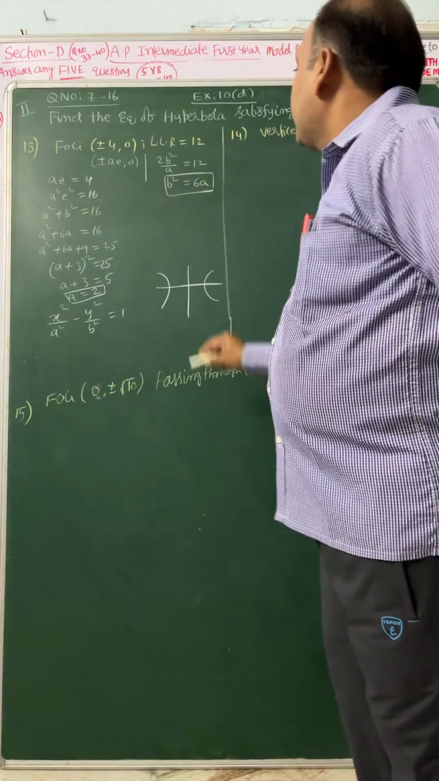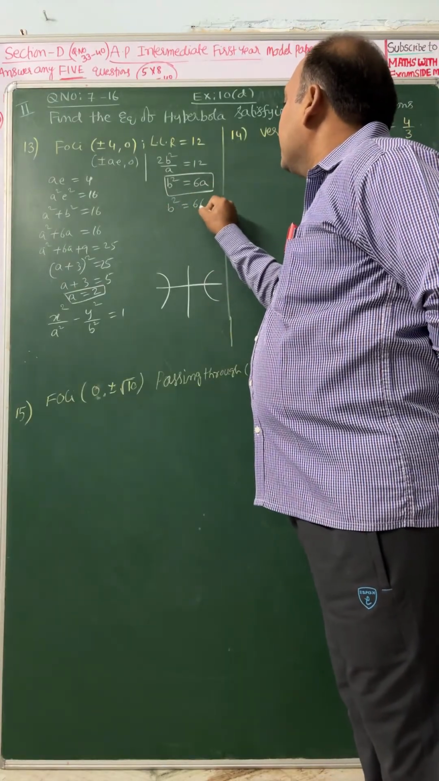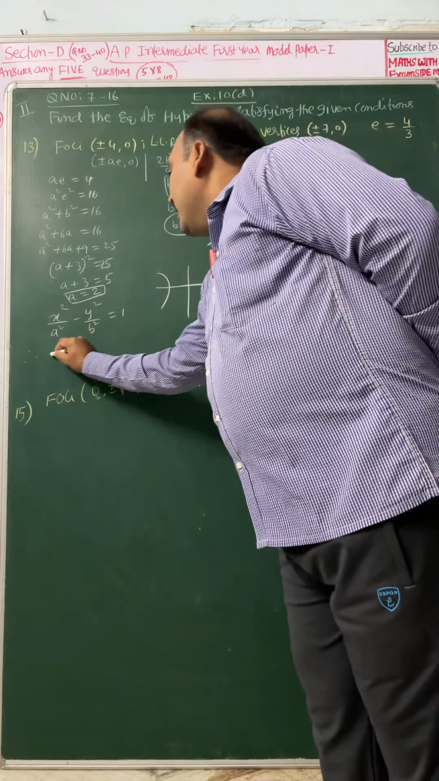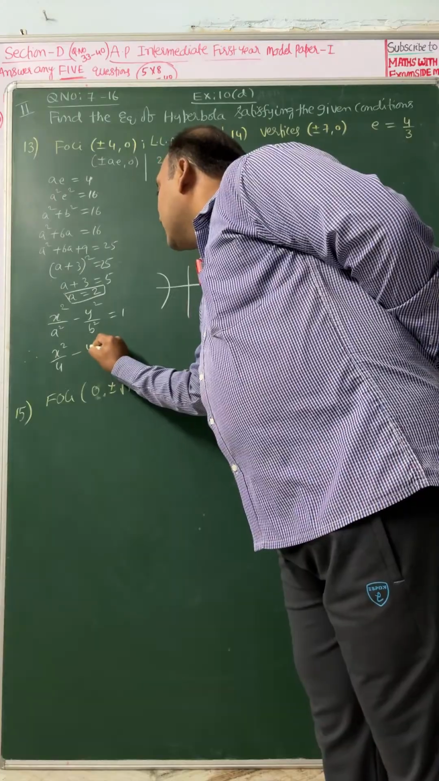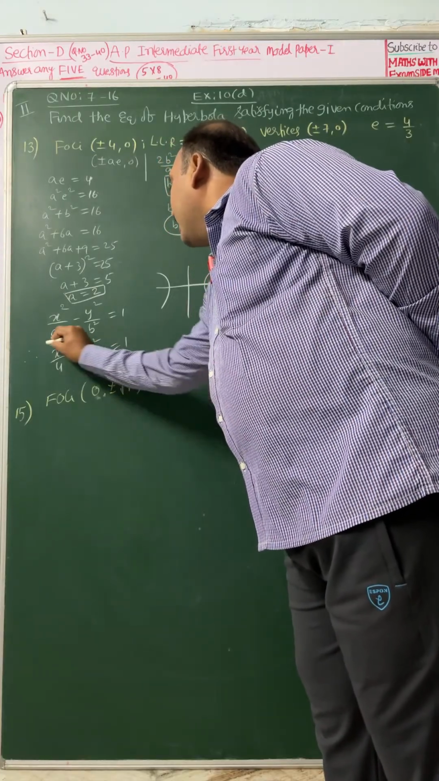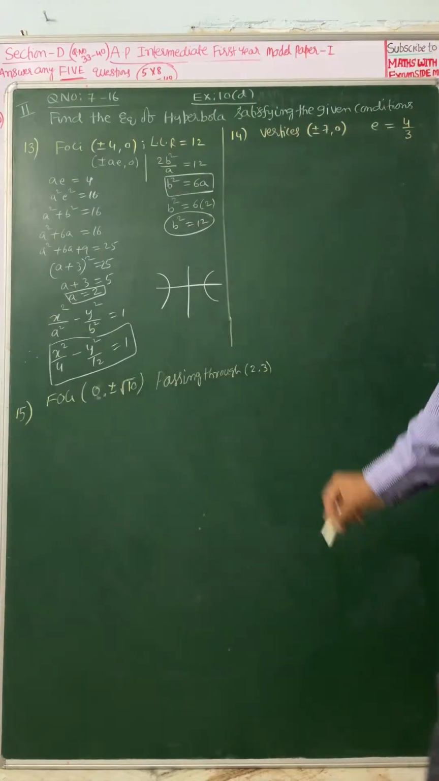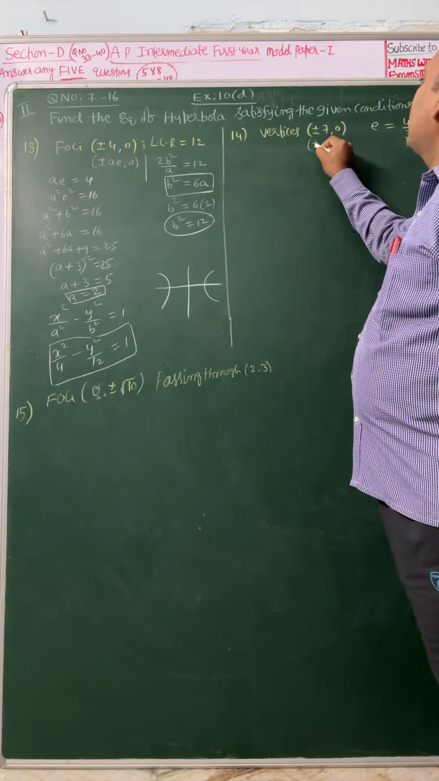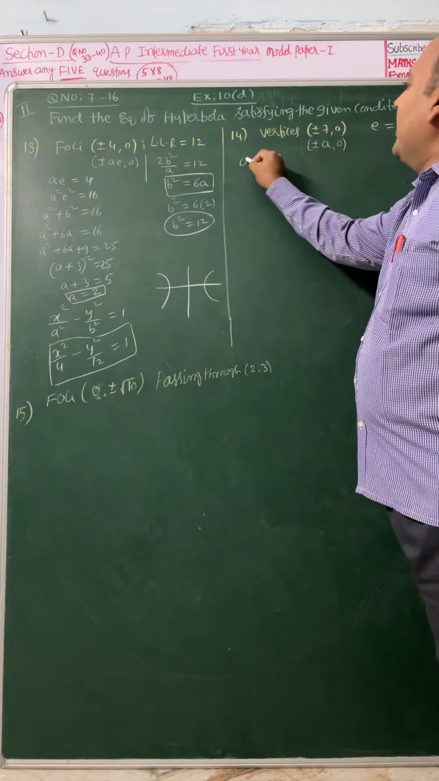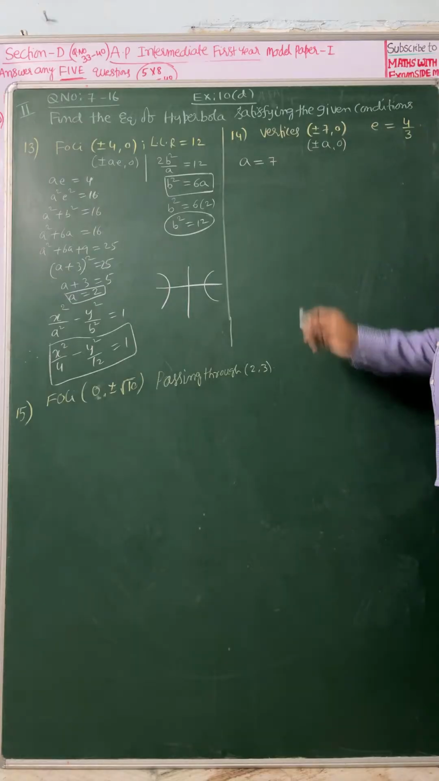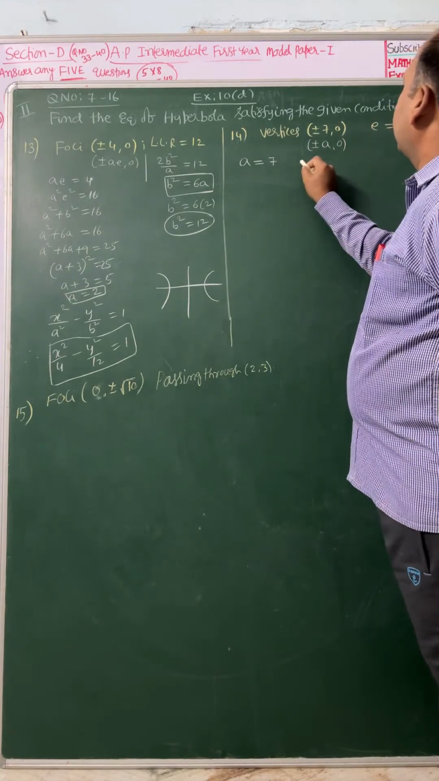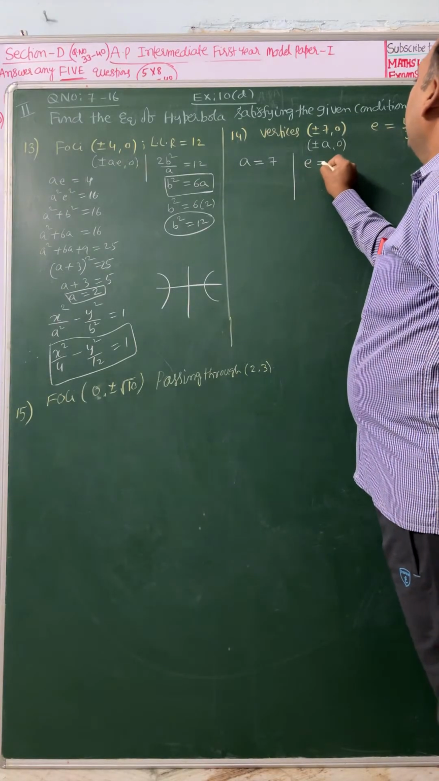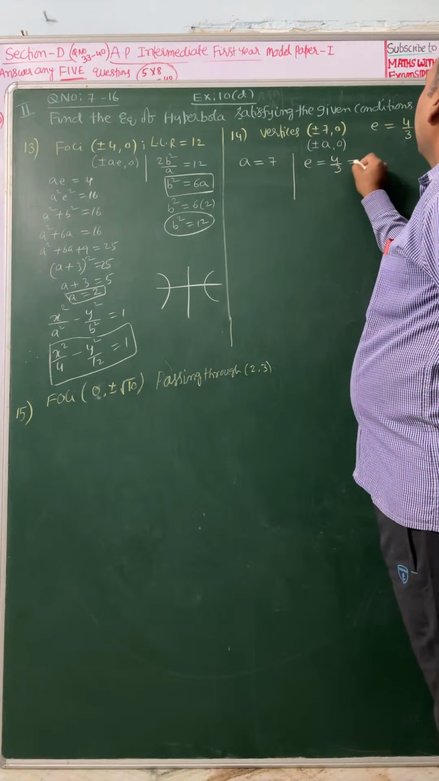So we got the a value here, students. So b square equal to 6 into 2. So b square equal to 12. So x square by a square, which is 4, minus y square by 12 equal to 1, which is the required equation of hyperbola. Come to the next one: vertices plus or minus a, 0. So a equal to 7. Next, eccentricity e is equal to 4 by 3.